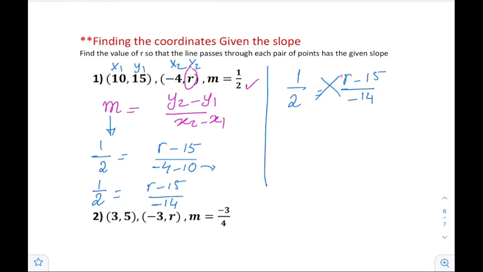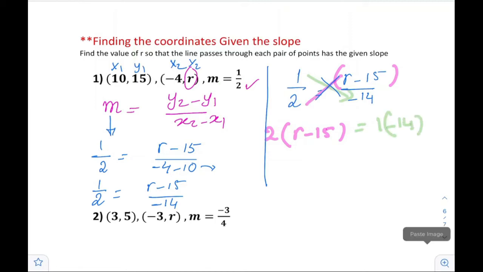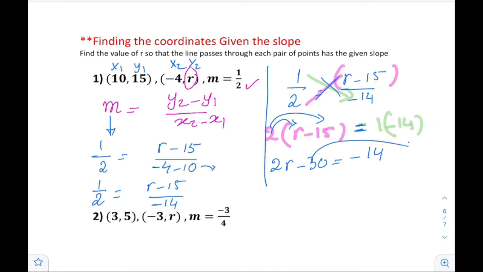So I will take this first. 2 times r minus 15 equals the other part, 1 times negative 14. And I will solve the proportion. Use the distributive property. 2 times r, and 2 times 15 is 30. 1 times negative 14 is negative 14. How do we solve the equation? As usual, you can add 30 here and there. So 2r is minus 14 plus 30, which is 16. Divide both sides by 2. So r is 8. Here r equals 8.